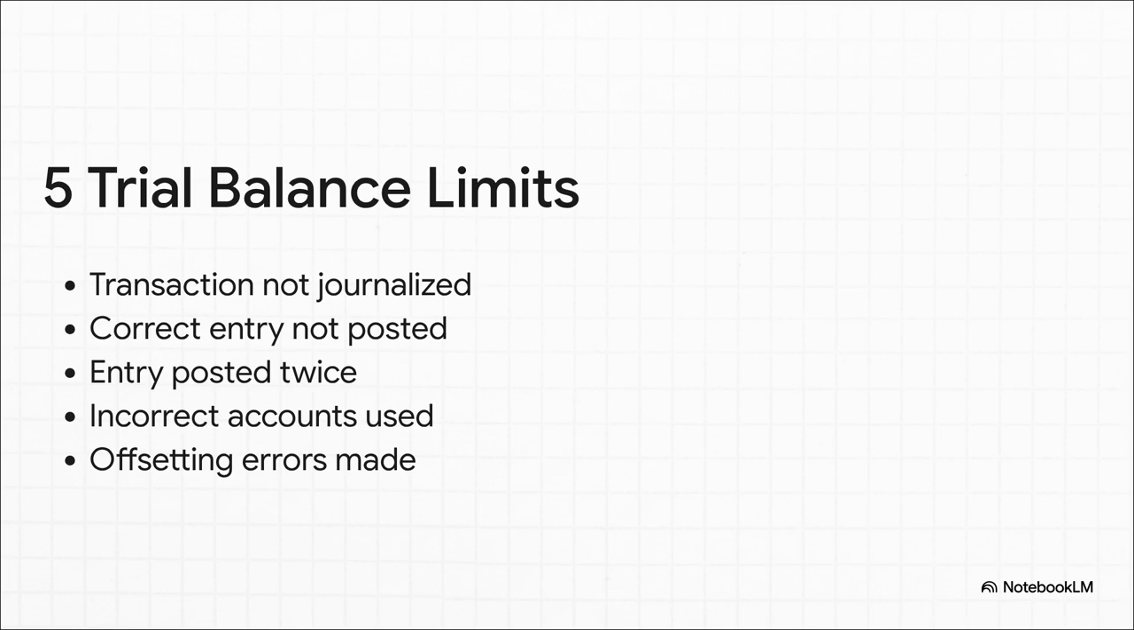Your trial balance won't catch a thing if, say, an entire transaction is just never journalized, or if a correct journal entry is made but simply not posted to the ledger. Same goes if you accidentally post an entry twice, if you use totally incorrect accounts, or if you make offsetting errors that basically cancel each other out. As long as equal debits and credits go in, the bottom lines will match.